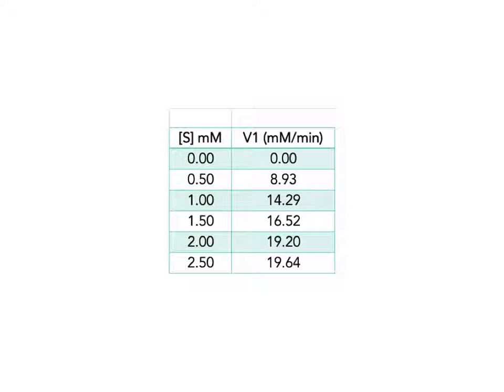Let's look at an example of what the Michaelis-Menten curve would look like for a given substrate concentration, in millimolar, and an initial velocity, so this is V0. I labeled this as V1, I just mean this is my first set of values for initial velocity, and the units are millimolar per minute. I'm going to show you what it would look like if I were to plot this using Excel.